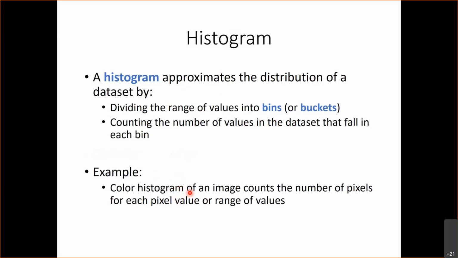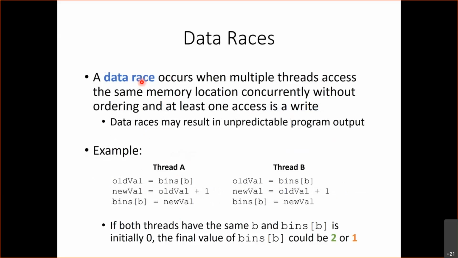Now, having said that, we observed that if we want to implement something like this, where different threads are processing different input pixels and they're incrementing the same bin, we have the problem of data races. And data races occur whenever there are multiple threads that are concurrently trying to update the same location. Or more precisely, when the same memory location is concurrently accessed without ordering, and at least one of these accesses is a write.